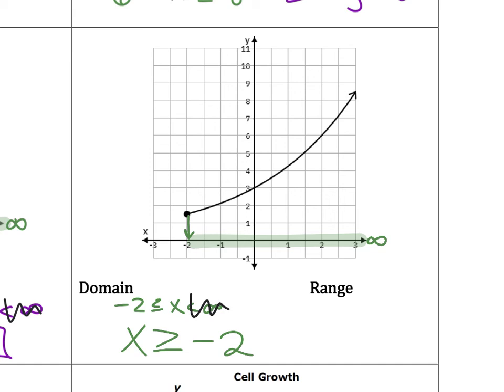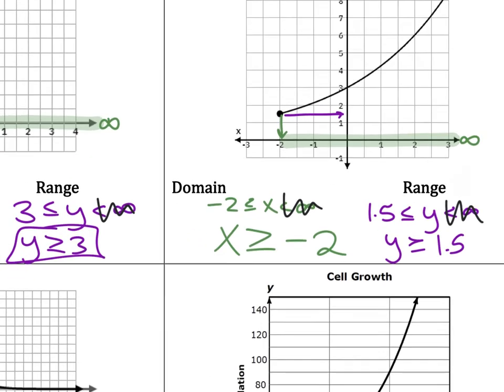That makes sense. If we look at the y values, this is 1.5, in between 1 and 2. And then we have infinities at the top. So it goes from 1.5 to infinity. So we write that as y greater than or equal to 1.5.